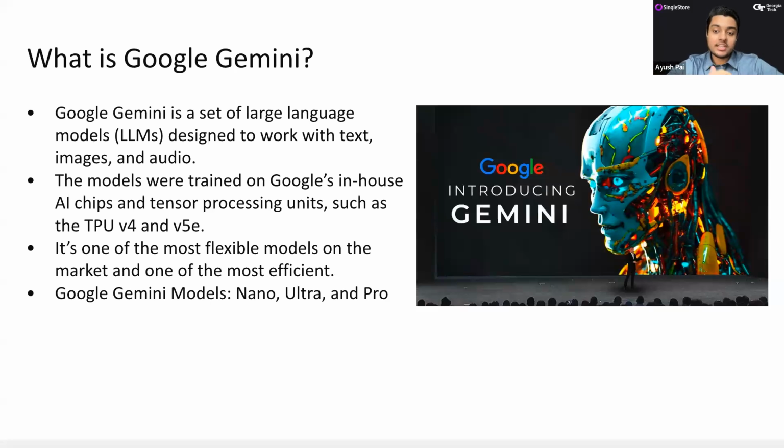Google Gemini Pro really stands out for its flexibility and efficiency, two attributes that are really important in the fast-paced tech industry. It was completely trained on Google's state-of-the-art AI chips, such as the TPU V4 and the V5e. And these are the engines behind its remarkable performance.